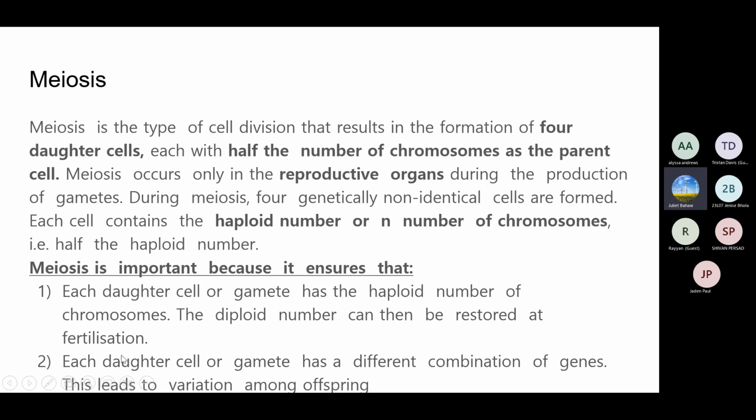All right, and then the second importance is that each daughter cell or gamete has a different combination of genes, which leads to variation among offspring. So in mitosis, we saw that the daughter cells are identical. But in meiosis, it's not identical because if it's sex cells or gametes that are dividing, they each have different combinations so that each offspring that is going to form from the gamete is going to be different. So that is why you are different to your siblings.